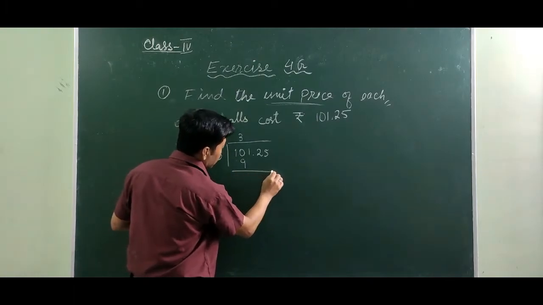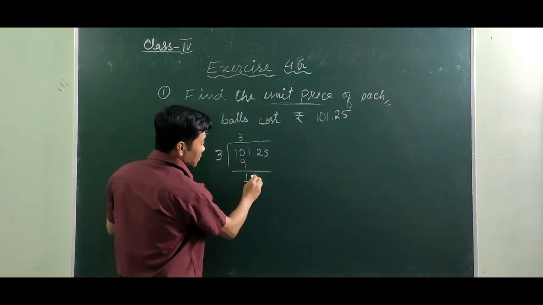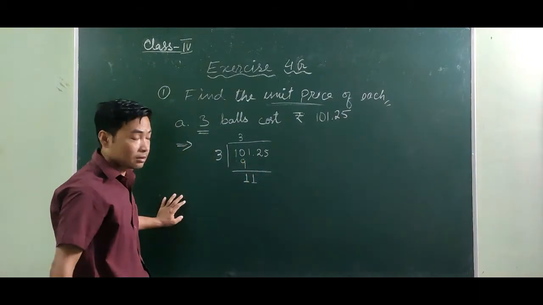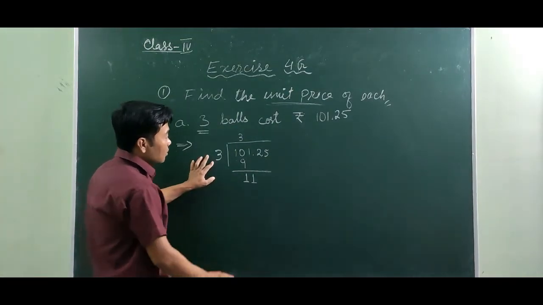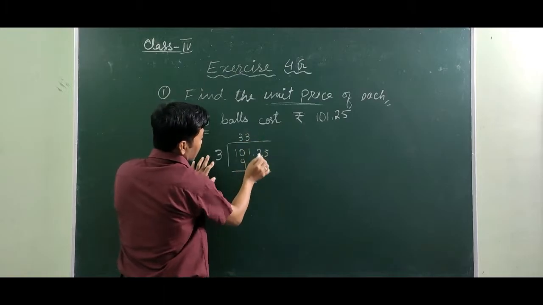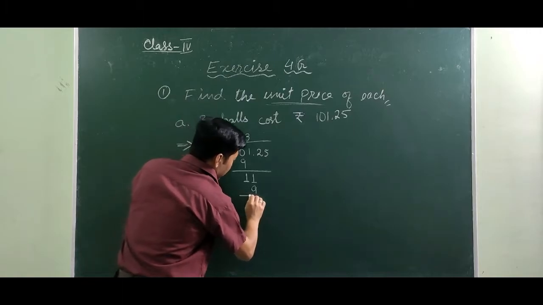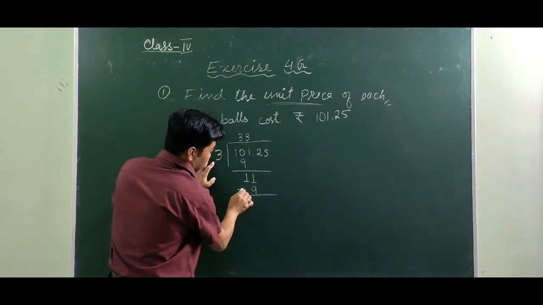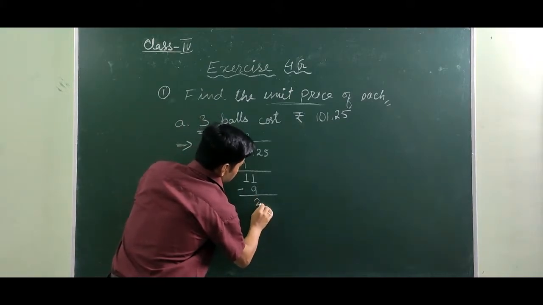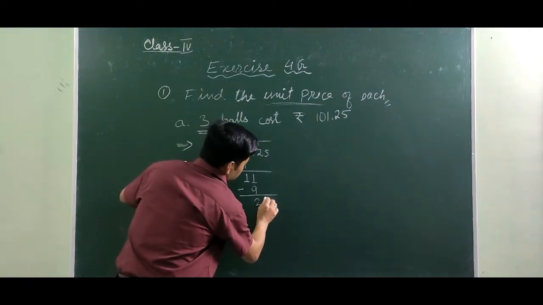So then we'll subtract this 9 from 10. We have 1 here. Bring down the next digit here. We have 11. So next dividend is 11. So 3 times 3 is again 9. You have to write it here on the right hand side. And then subtract, 11 minus 9, we have 2 here. Next, bring down the next digit, 2 here.